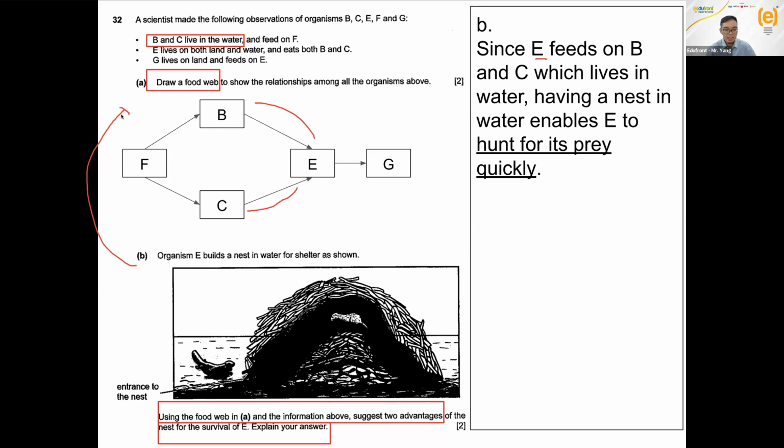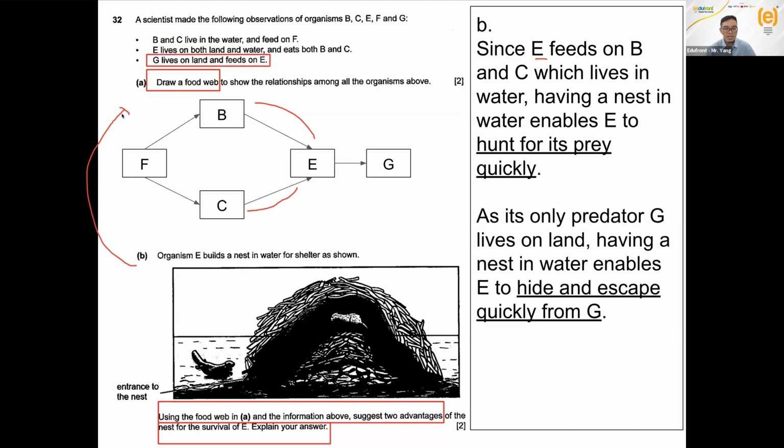Now, second advantage. What is the advantage for E? The only predator, G, lives on land. Who feeds on E? G, right? And G lives on land. G cannot go into the water. So having a nest in water enables E to hide and escape quickly from its predator, which is G.